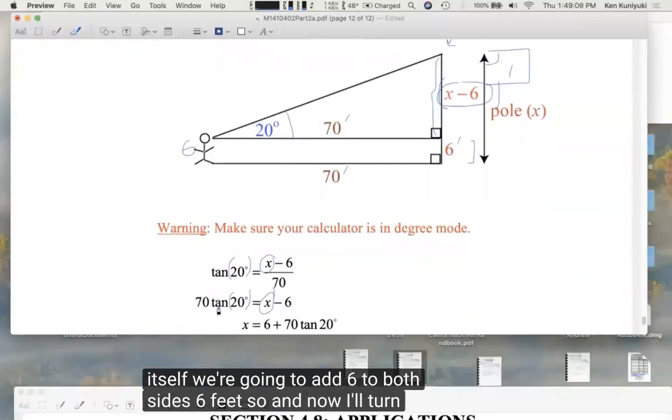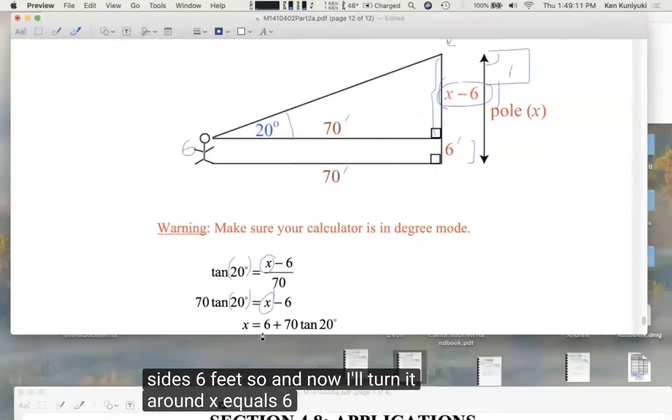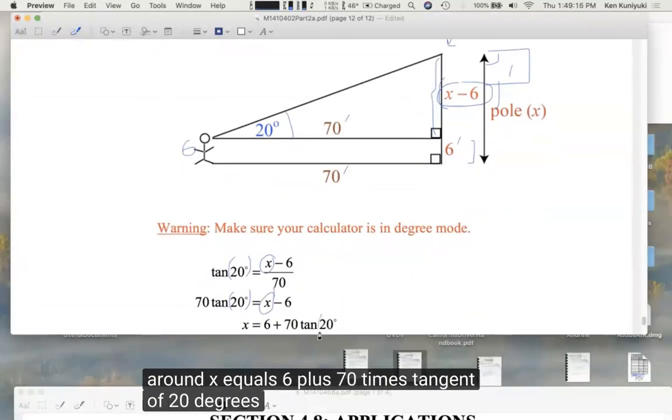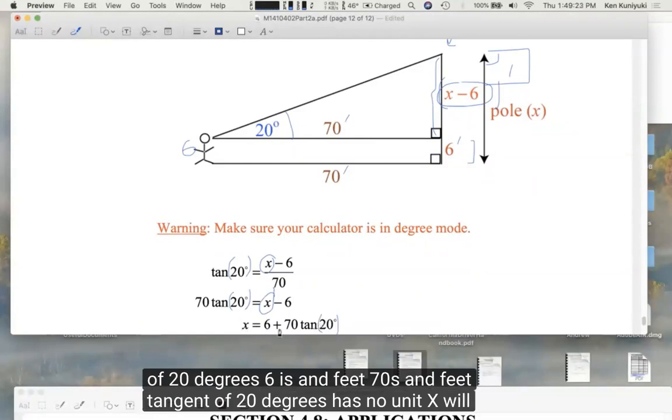Now I'll turn it around. X equals 6 plus 70 times tangent of 20 degrees. 6 is in feet, 70 is in feet. Tangent of 20 degrees has no unit. X will be in feet.